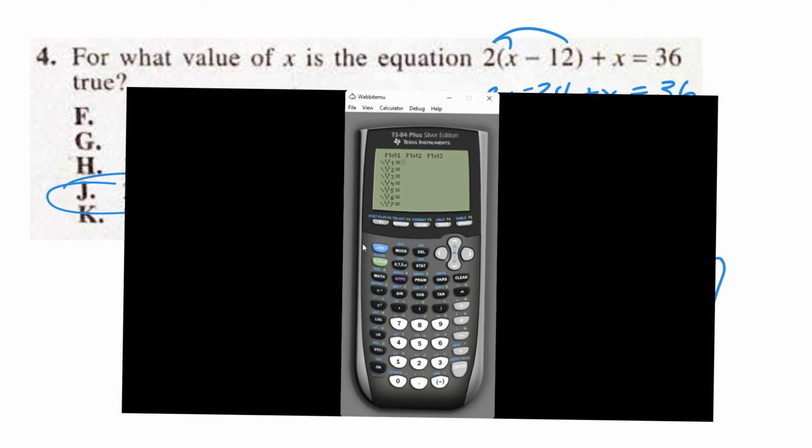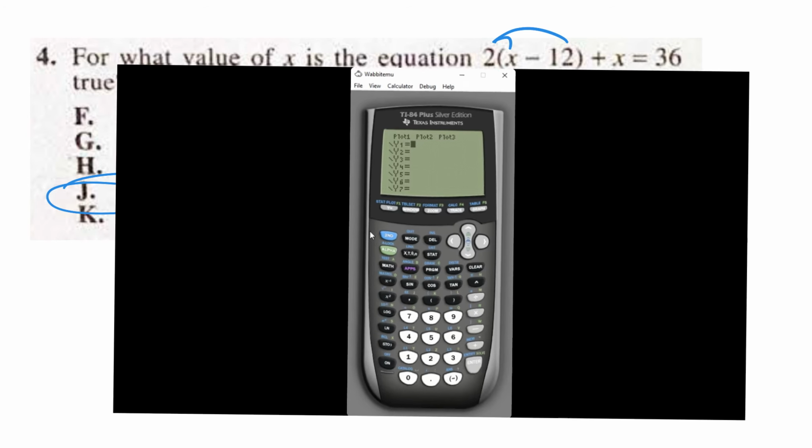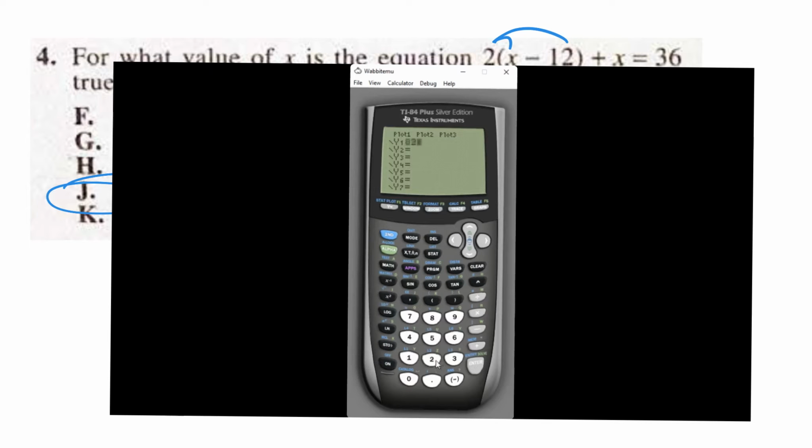On this question, I'm going to use my calculator to help me solve. So the equation reads 2 times x minus 12 plus x. And then it says equals 36, but instead of saying equals 36, what I'm going to do is minus parentheses. I'm going to put everything on the right side.